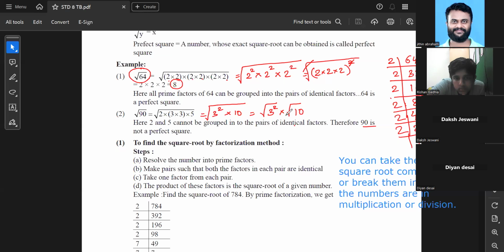Since there is a multiplication, I'm going to break the square root. Now this square and square root will get cancelled, and what I'm left with is 3 multiplied by root 10. So 3 root 10 is the simplified format of this root 90. But ultimately, since you cannot take the square root of 10, as 10 is not a perfect square, I can say that 90 is also not a perfect square. So this is the basic understanding of these two numbers. So far, am I clear?